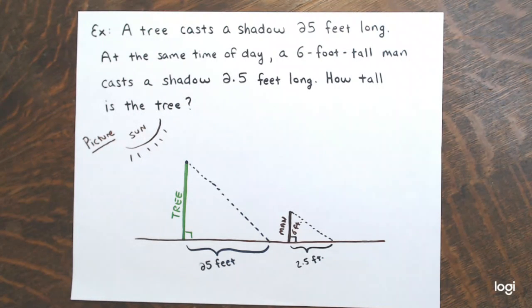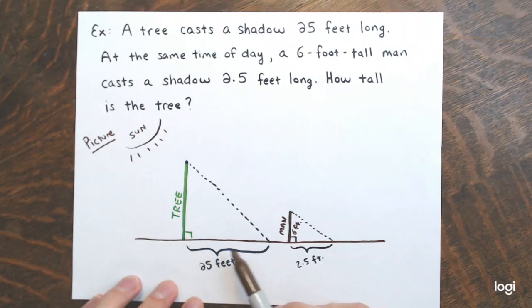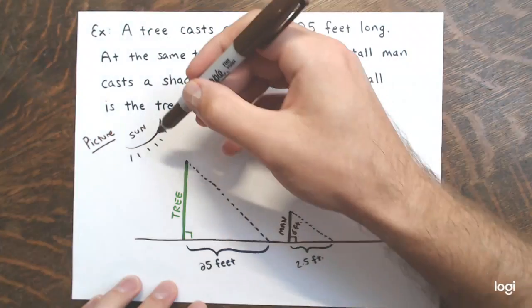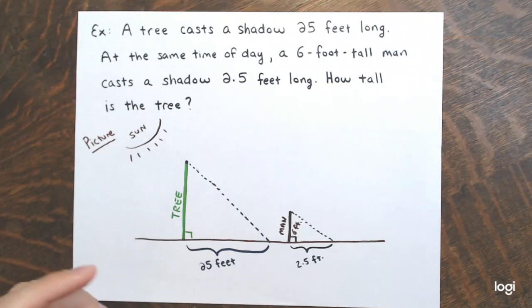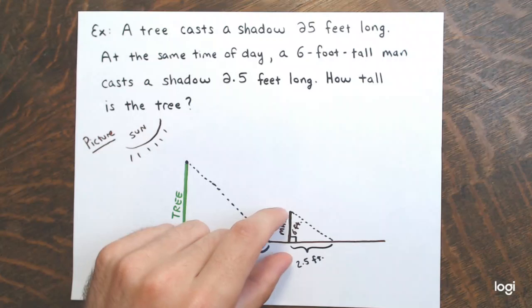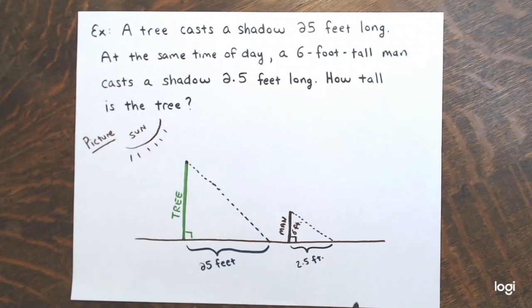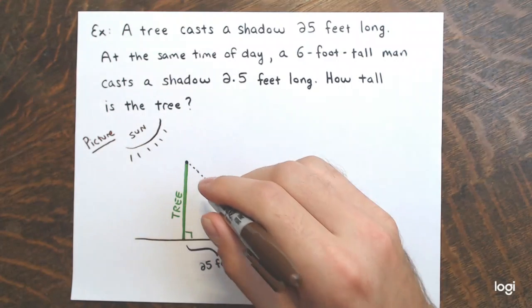Now, we're going to see here that these two triangles are similar. You see how this angle is the same. I'm not going to get into all the geometry, but the sun is so far away, like 93 million miles from the Earth, that the angle at which the rays come in is the same as well. Even if the man were standing just 50 feet away from the tree, the difference in the angle that the sun is hitting them would be minuscule.